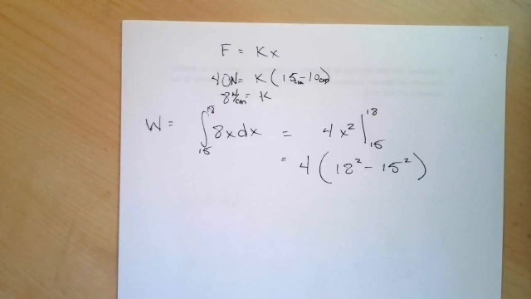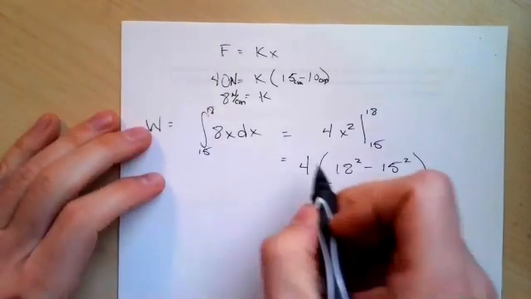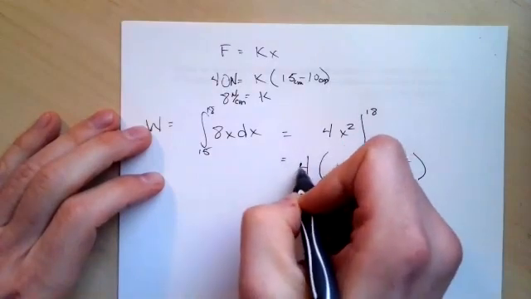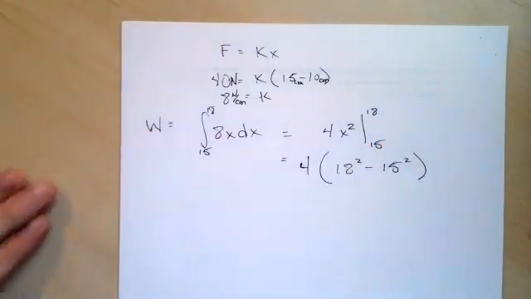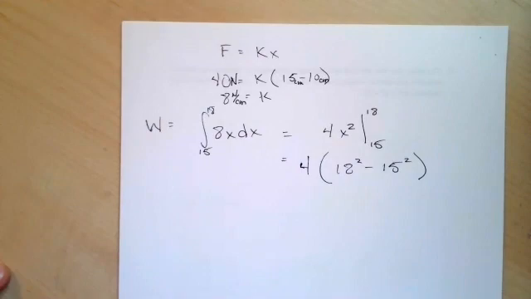Was it like 400 minus something? I guess it's like 3 something 4. Anyway, complete that calculation. And that will be our total work.